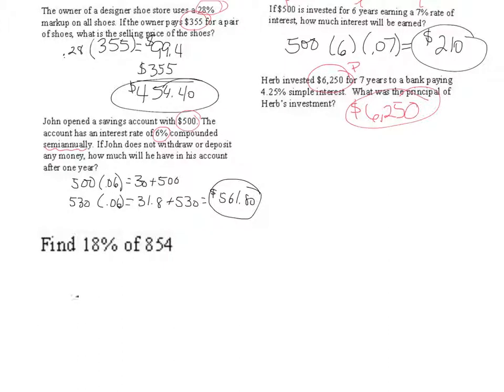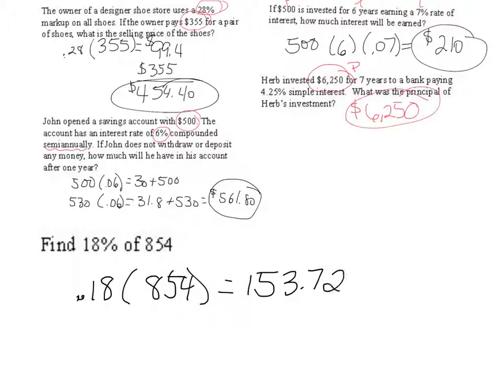Find 18% of 854. Multiply, and we get 153.72.